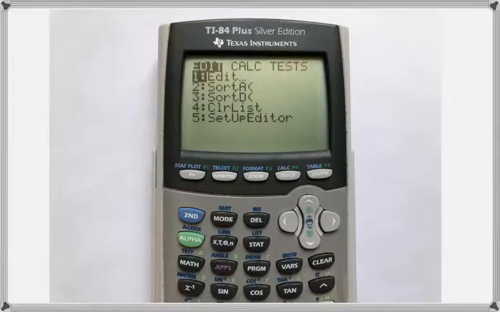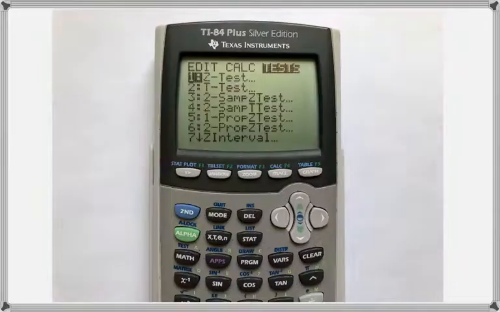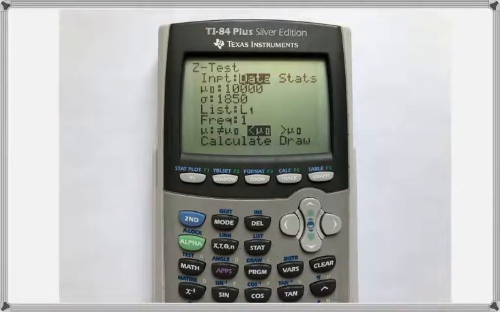So now I want to enter in my information. So I'm going to press Stat, and then select Edit, and then type in all of the data, and there's a lot, and then quit out, and go back into the Stat menu, over to Tests, and select Z-Test, and then I want to select Data instead of Stats, and then type in the following information.